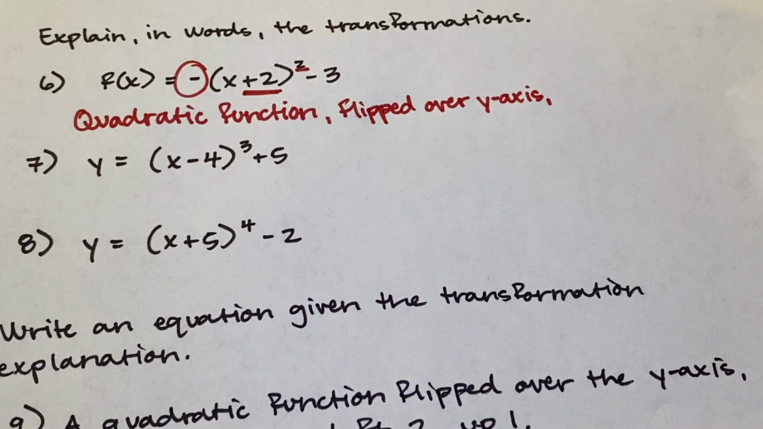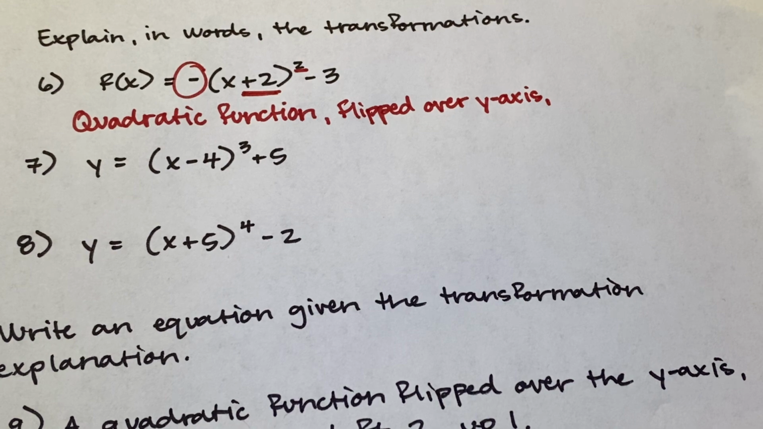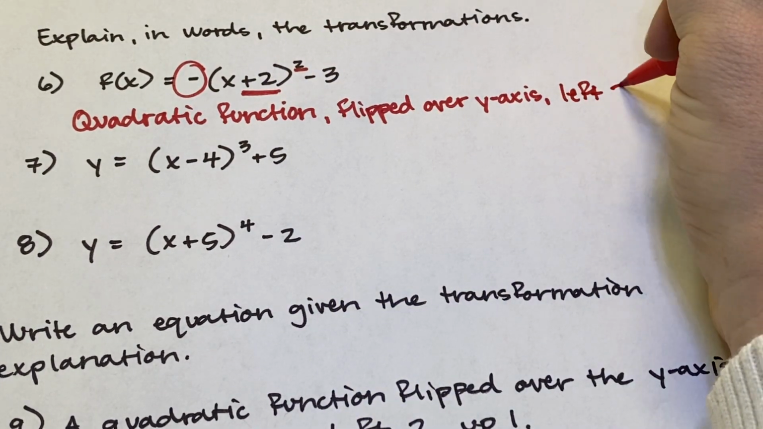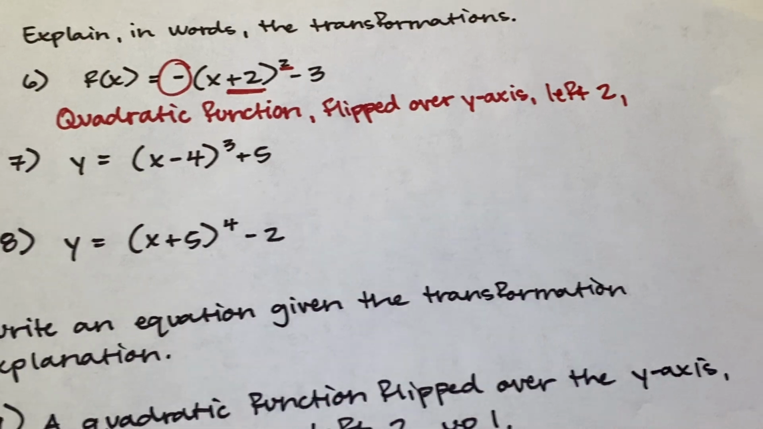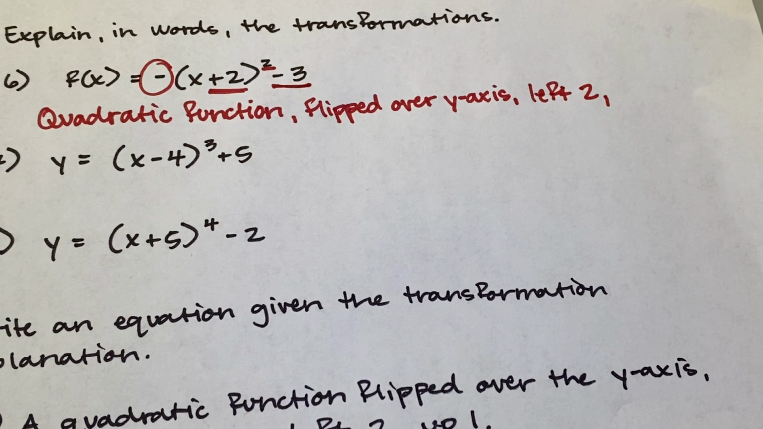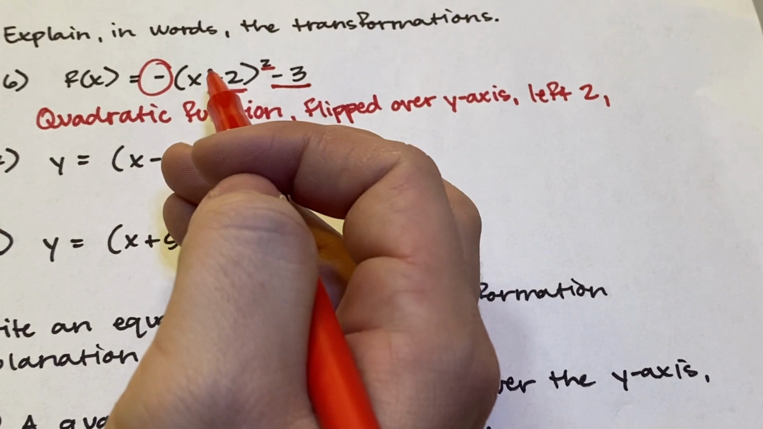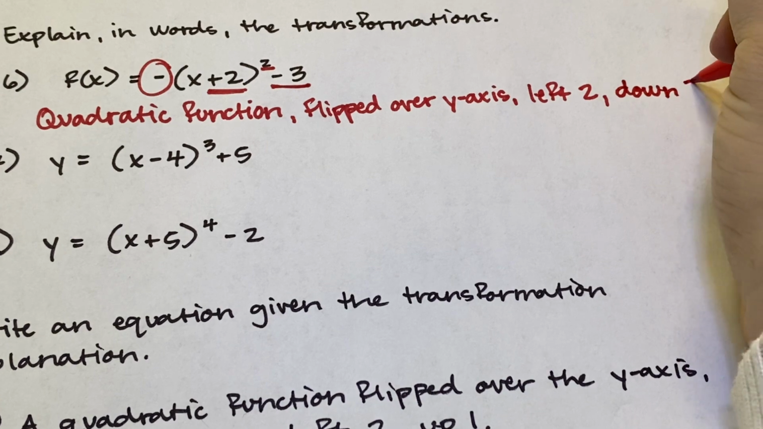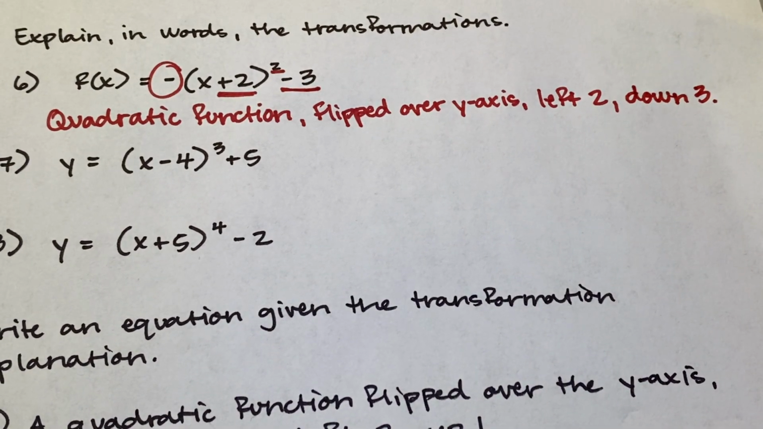Inside my parentheses is left and right. It's a plus 2. Is it going to the right 2 or to the left 2? Left 2. On the inside, plus means left. And my last transformation, outside, means up and down. Is it up 3 or down 3? Down 3. So inside, you kind of have to think backwards. Outside, it's pretty straight up. And boom, there you go. It is a quadratic function that's been flipped over the y-axis and shifted to the left 2 and down 3.